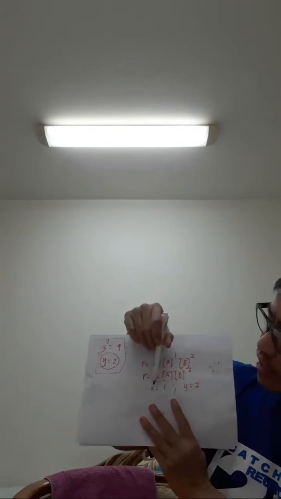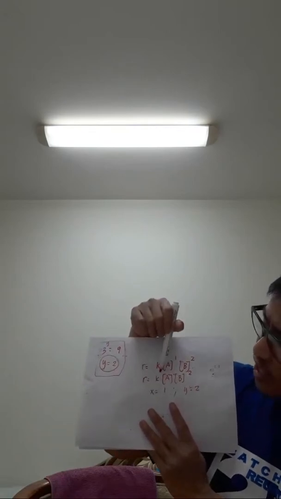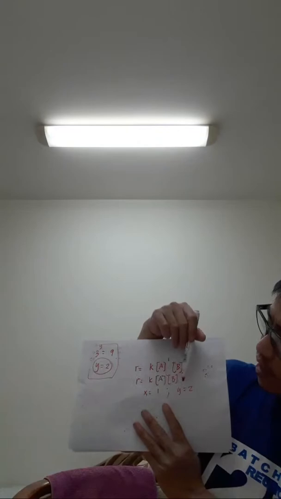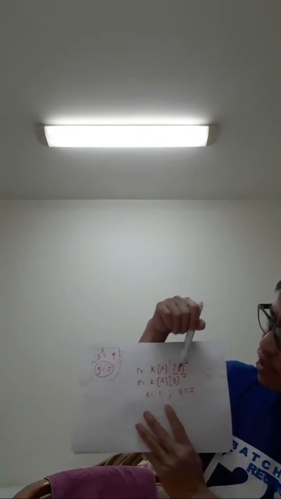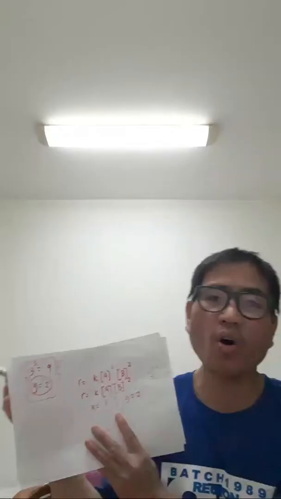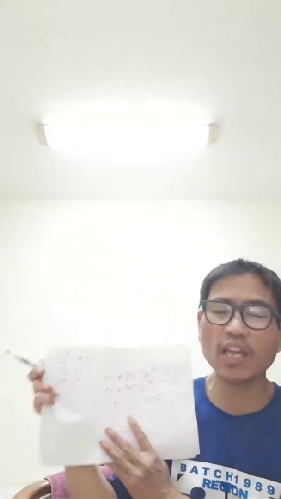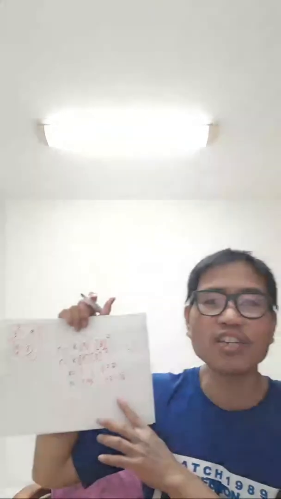So this x is the reaction order in concentration A. This exponent y is the reaction order of concentration B. So the overall reaction order, 1 plus 2, is equal to 3. So n is equal to x plus y. So 1 plus 2 is equal to 3. If the question in the problem solving asks, what is the overall reaction order? Your answer will be 3.